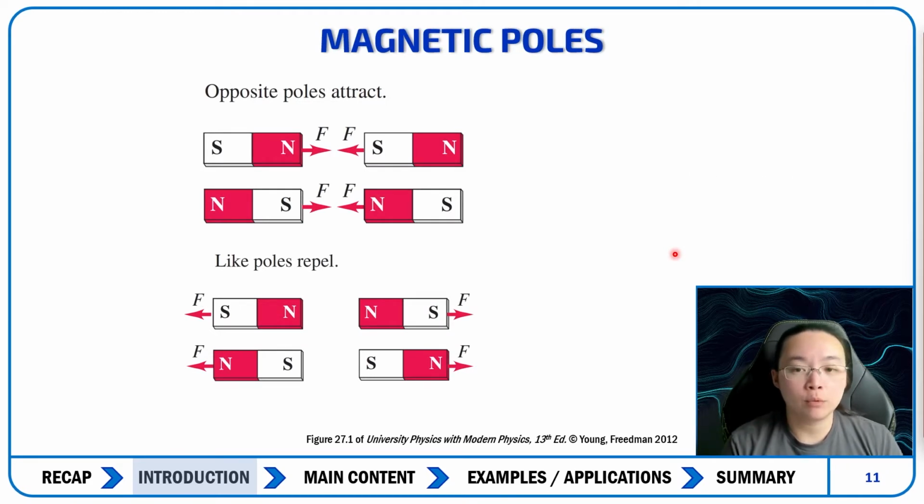Now, for magnetic poles, this should be a recap of various different courses that you've taken before, even from high school. So opposite poles attract and like poles are going to repel, basically like electrostatics. If you have a north and a south pole, they are going to have an attractive magnetic force. If you have 2 norths or 2 souths, they're going to have a repulsive force.